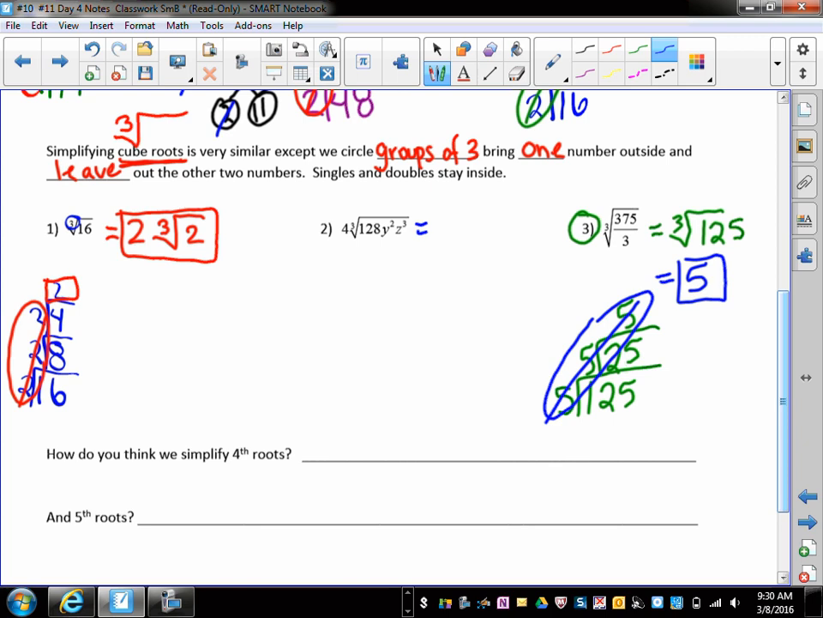All right, let's do number 2, the crazy one. Alright, so again, my 4 is still hanging out in front. So let's break down my 128. Alright, 128 divided by 2. You guys get 64. I need an extra check, didn't you calculate? Did we get 64? Yeah.